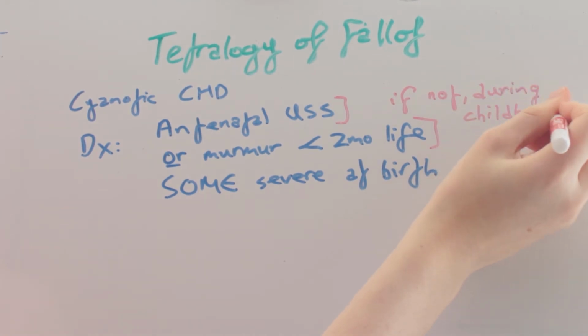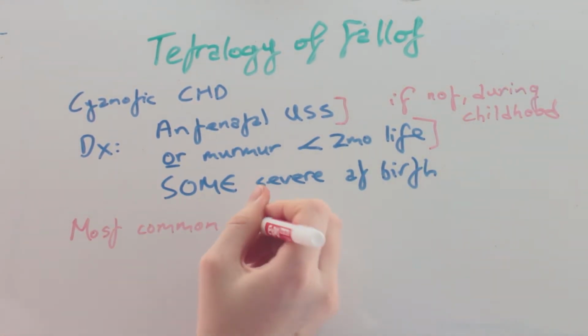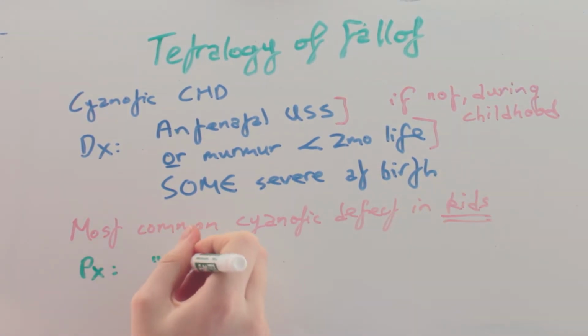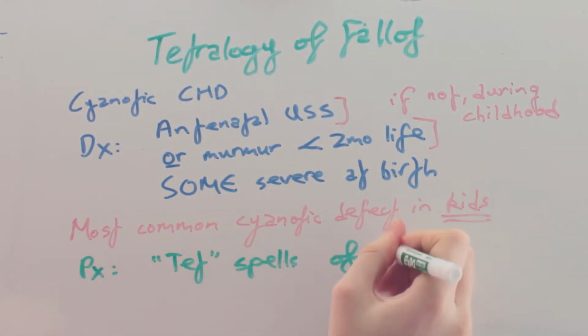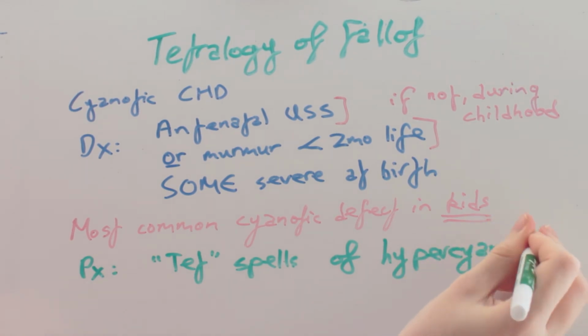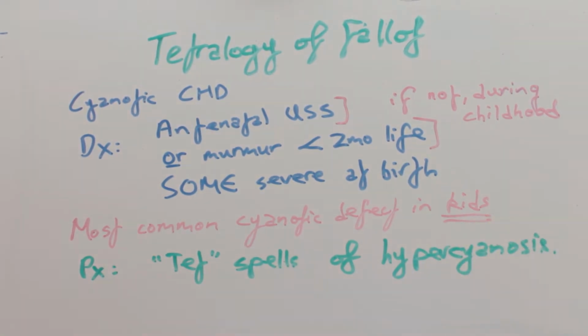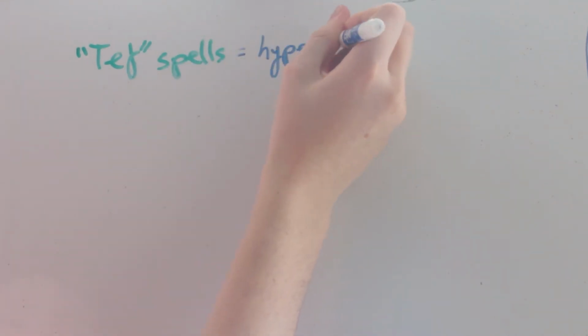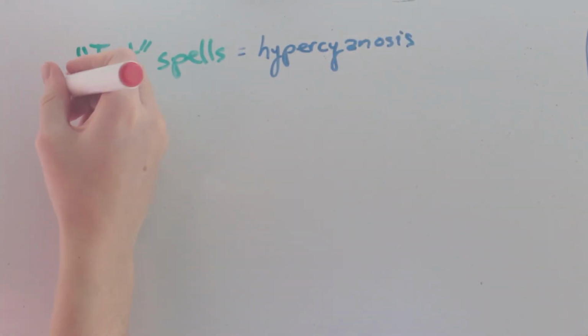It's the most common cyanotic defect in kids, and the trademark presentation of Tetralogy of Fallot is what we call TET spells of hypercyanosis. So now we'll try to understand what's happening during these TET spells.